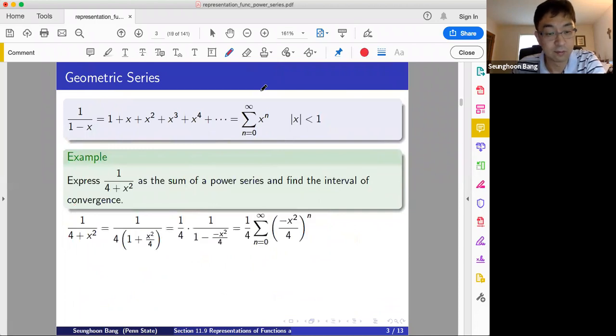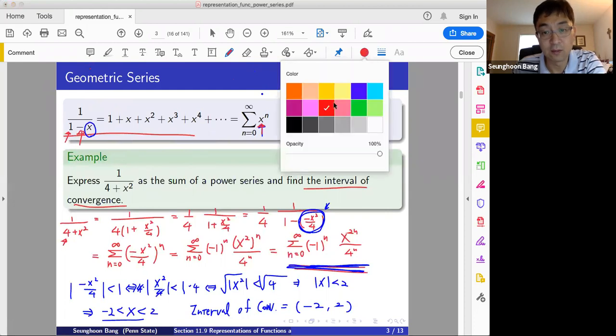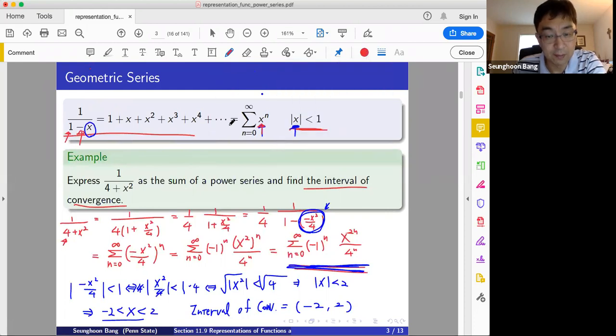Next one. This is the same idea. Oh, one more, sorry about that. Here, I missed one thing. Could you find my mistake? My mistake is here. You have to keep 1 over 4. Keep 1 over 4.